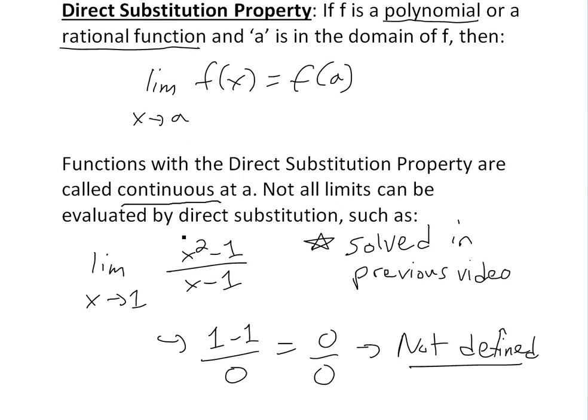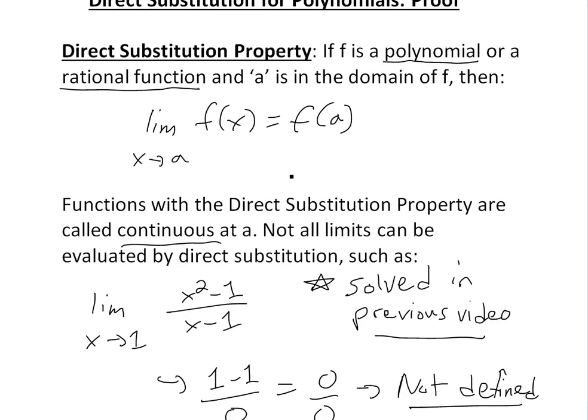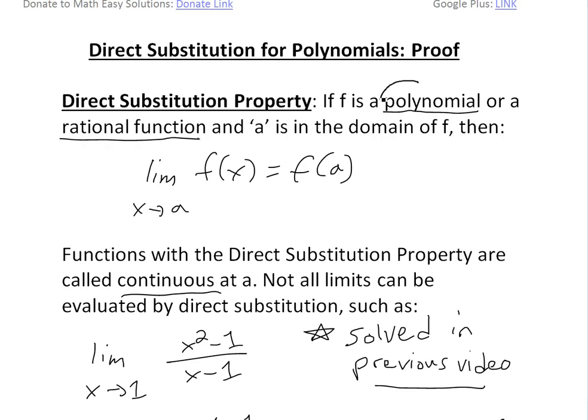Not all limits can be evaluated by direct substitution, such as this one, and you can see the video link below. I did this previously, because if you plug it in, you're going to get 0 over 0, or divide by 0. You can't do that. You can see a video link below on how to solve these. But now I'm going to look at a proof for polynomials right here, and then in the next video I'll do it for rational functions.